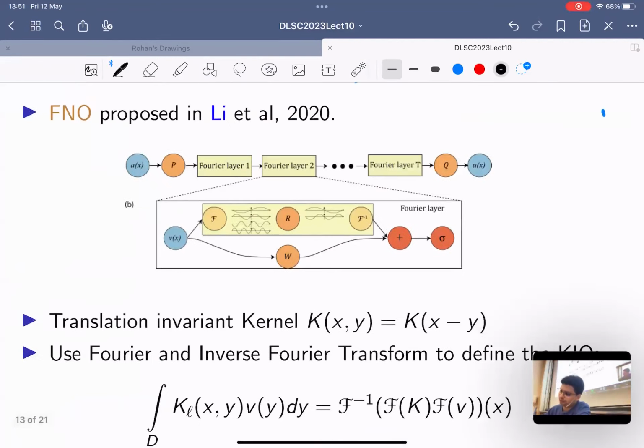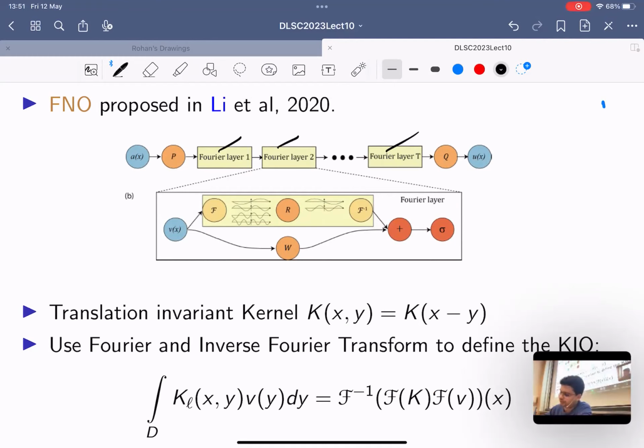And actually, I just said that this is where you use the FFT. And by using the FFT, you can do this operation fast. But there are two additional tricks. The first additional trick is that you have what is called a lifting and what is called a projection. So lifting and projection, these are linear layers. Sometimes people can also use nonlinear layers. And the idea is that the whole point of machine learning is representation learning, that you transform your variables into some latent space where there is some better understanding, or there is better feature extraction and so on.